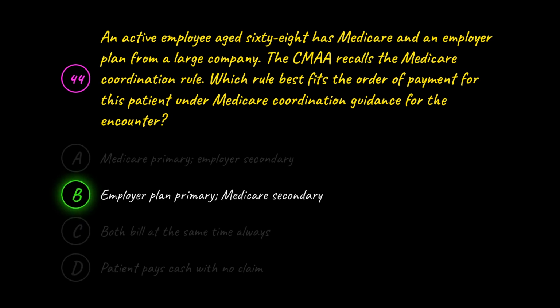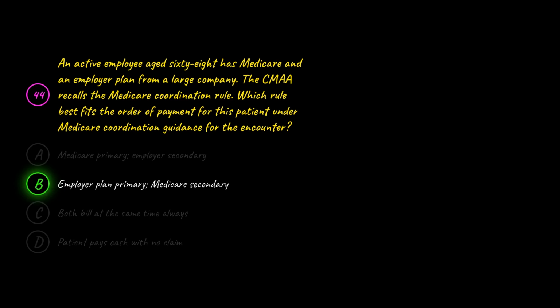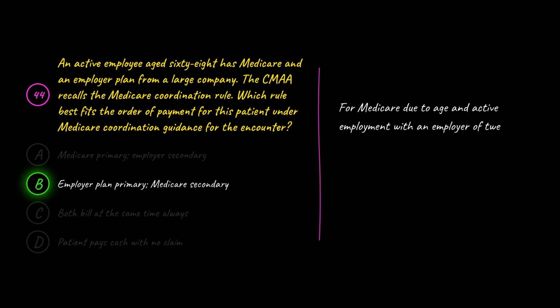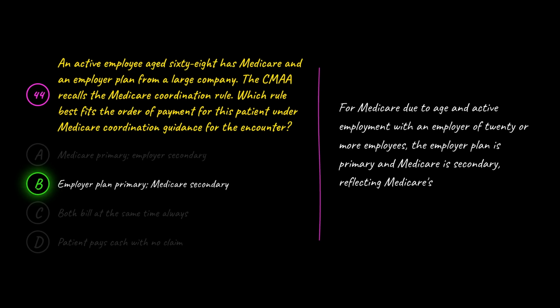The correct answer is B. Employer plan primary, Medicare secondary. B is correct because for Medicare, due to age and active employment with an employer of 20 or more employees, the employer plan is primary and Medicare is secondary, reflecting Medicare's coordination of benefits framework for active workers.